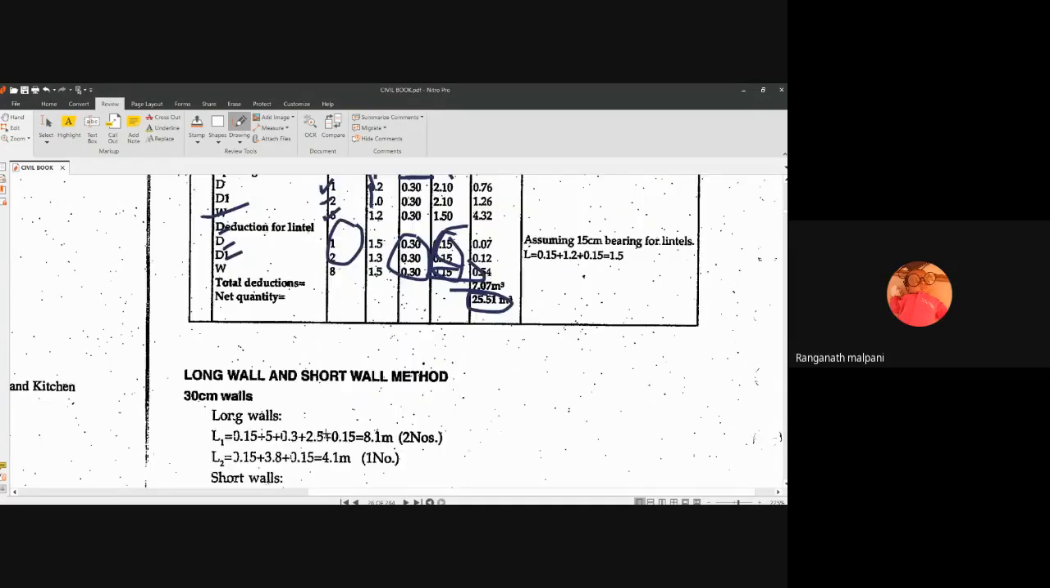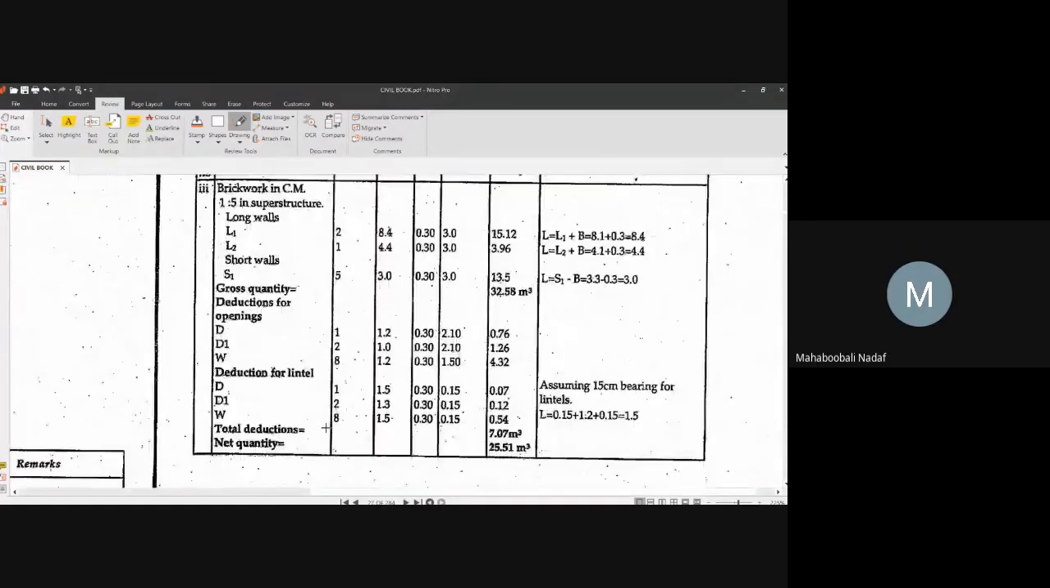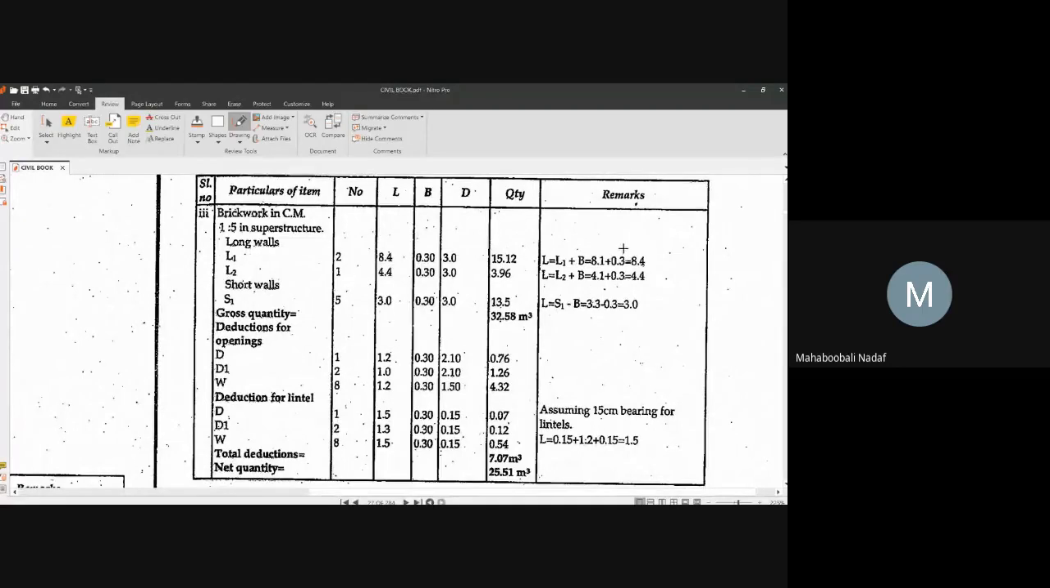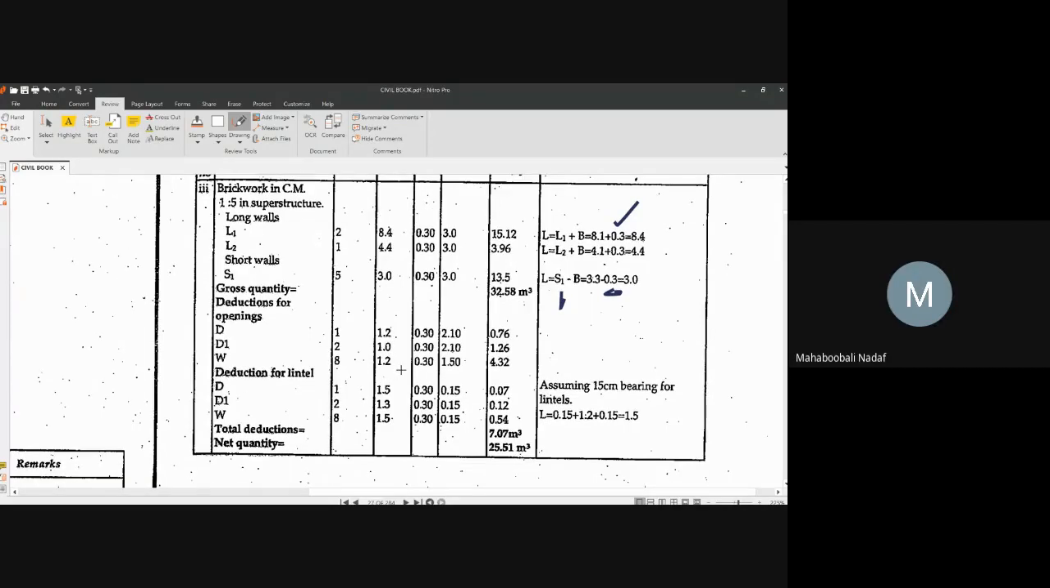The same thing can be solved using the long wall, short wall method, which we have done. For every long wall, the width of that item is added. For every short wall, the width of that item is deducted. We have done that practice in the beginning. Okay, that same example is solved like this. Still half an hour time is there.